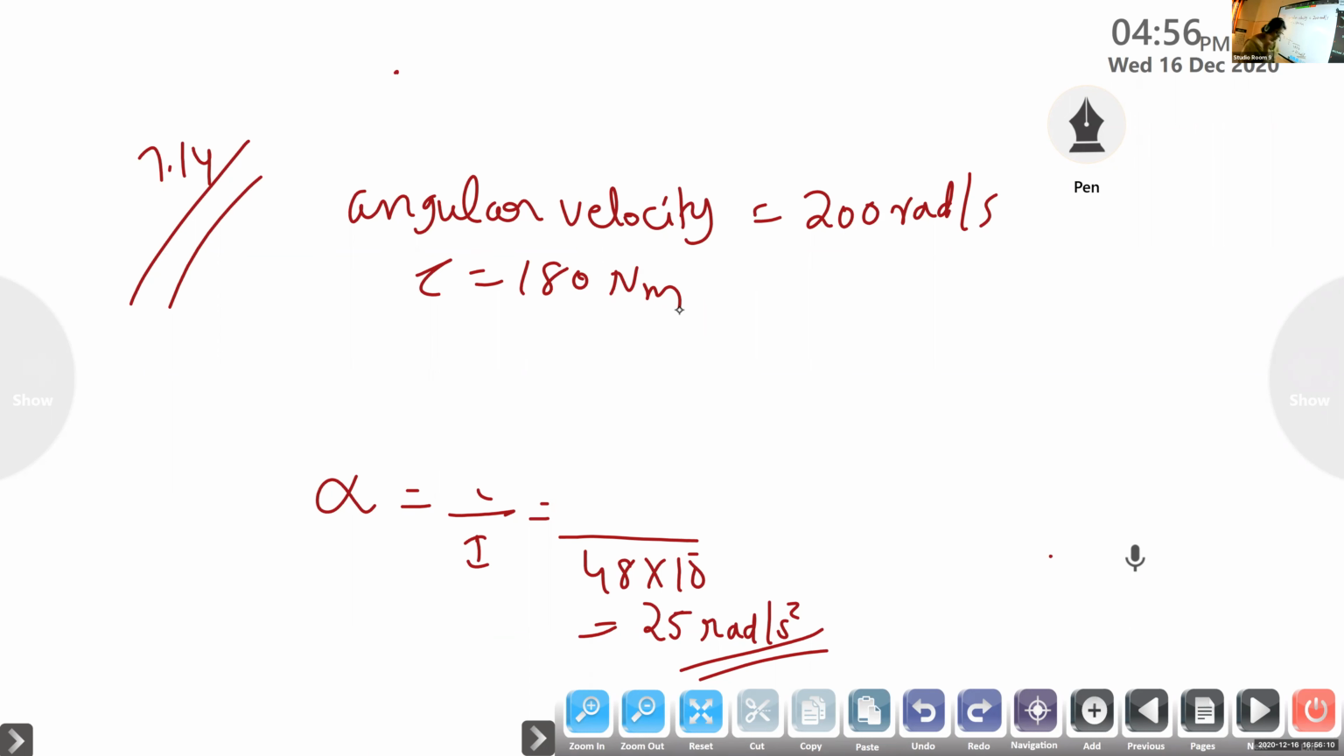Because we already learned in the morning our equation, that is power is equal to, do you remember? Torque times omega.